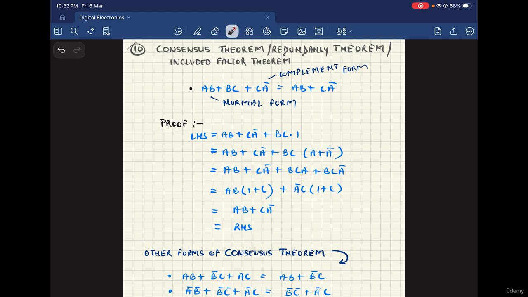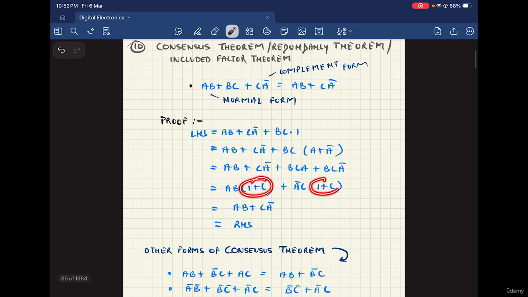Now you can take common. AB you can take common from this and this, and A bar C you can take common from this and this. So you will have AB times 1 plus C, plus A bar C times 1 plus C, and 1 plus C is basically the absorption law, right? So this will become 1, this will become 1, so this will be AB plus C A bar, which is the same as the right hand side.